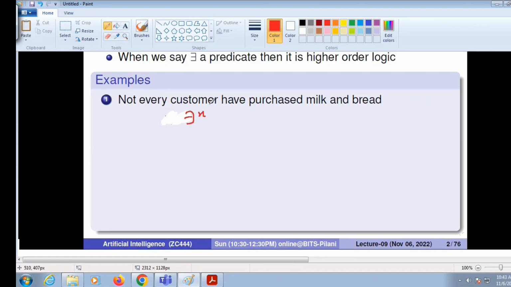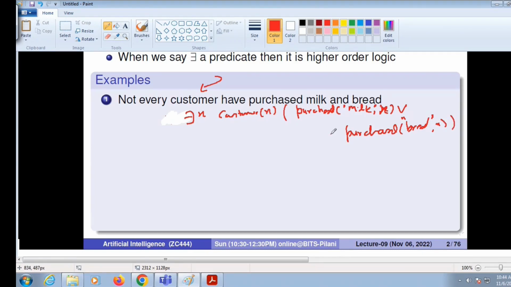There exists x such that x is a customer, because not every customer has purchased the milk, so he must be a customer, and not purchased milk(x), meaning x has purchased milk, or purchased bread(x). Since I want to say not of this, not purchasing milk and bread is false, or this thing is false, one of them is false. Make sense? Any questions on that?